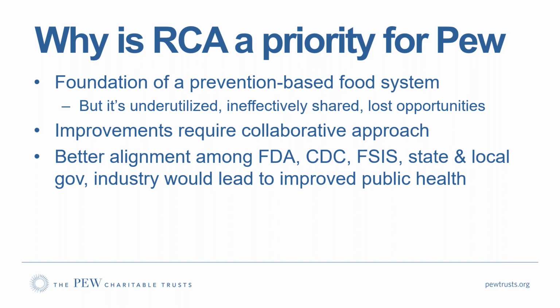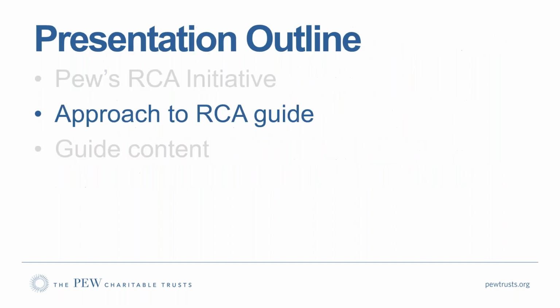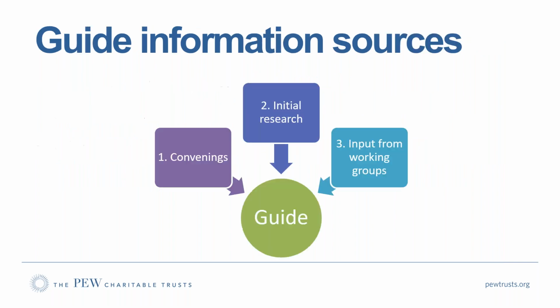So this is an area that really needs a lot of improvement, and making improvements requires a collaborative approach. And this is where Pew and our project comes in. Developing strong partnerships is central to our work and work throughout Pew. So throughout the development of the guide, we've tried to align FDA and CDC, FSIS, and then state and local governments and industry so that it really reflects issues that are relevant across all stakeholders in food safety. Okay, so on to our approach to the guide and how we put it together.